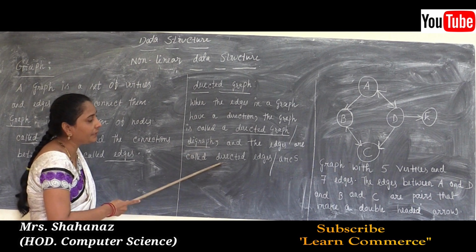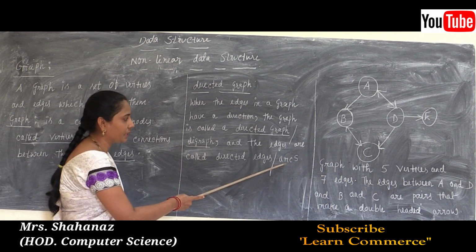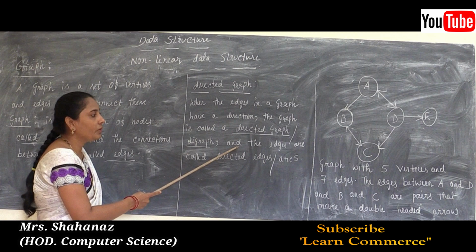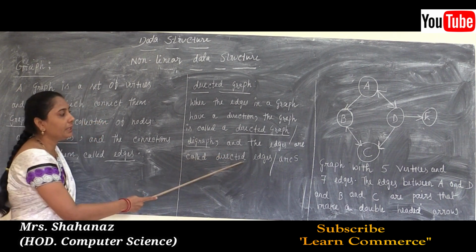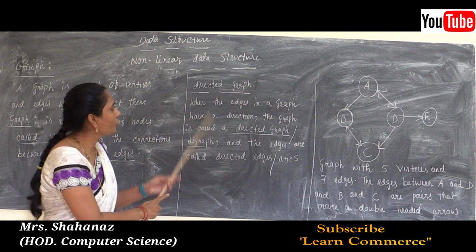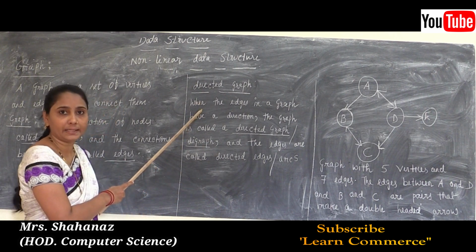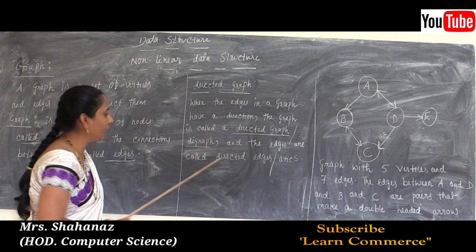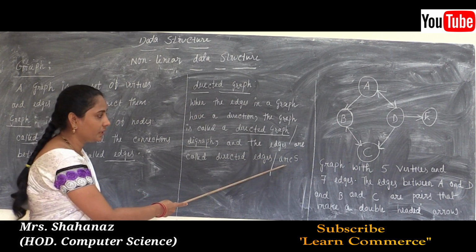Now what do we mean by the directed edge or arcs? The edges here are called directed edges or arcs. So this is the meaning of our directed graph, or the directed edge or arcs.